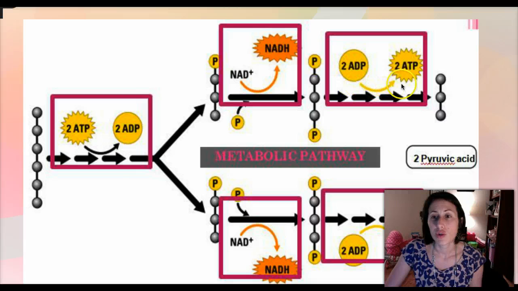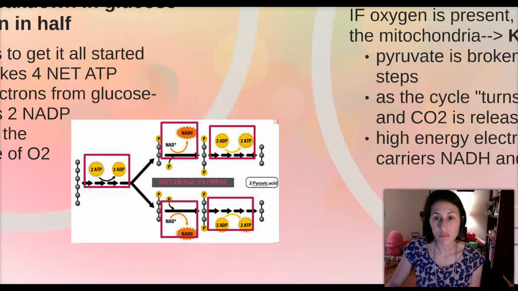We're going to continue moving through that process, and look here. We make 2 ATP here, and we make 2 more ATP here. And at the end of the whole process, we have made a little bit of energy, but we still have 2 molecules left. These are called pyruvic acid, and that's going to be important in the next step, and I'll show you in just a second.